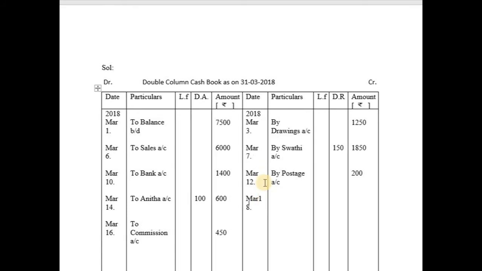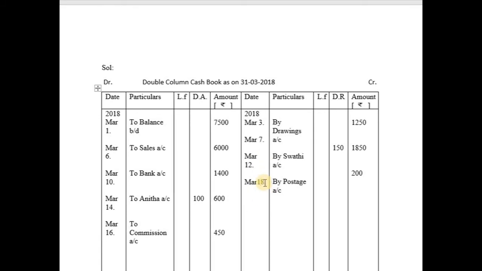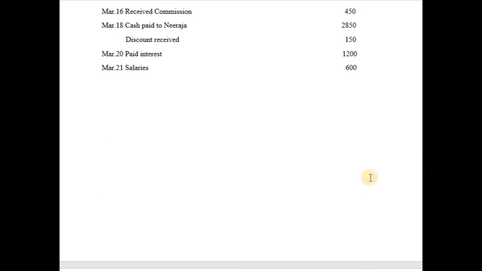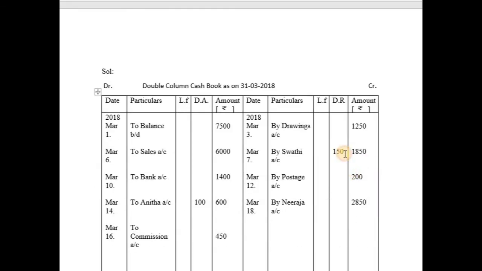March 18, by Neeraja account, and the amount will be taken as 2850 and discount received is 150. So discount received column will be writing the amount as 150. Next, after March 18 we have a transaction on March 20.